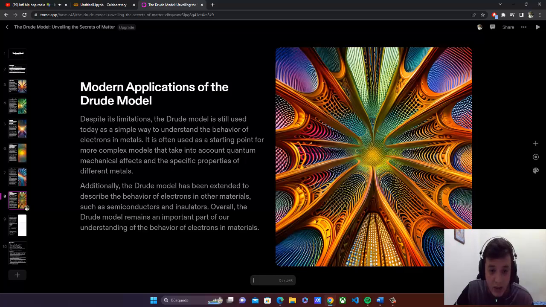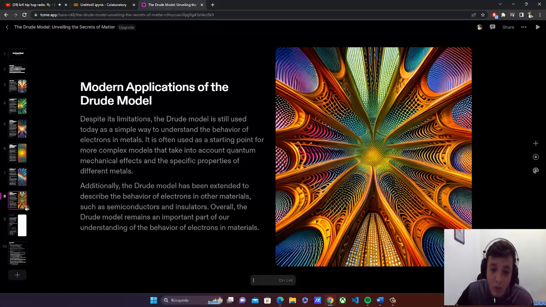Material characterization. The Drude model is used as a characterization tool in material research. It allows for estimating important parameters such as electron density, electron mobility, and electron lifetime from experimental measurements of electrical and thermal conductivity.